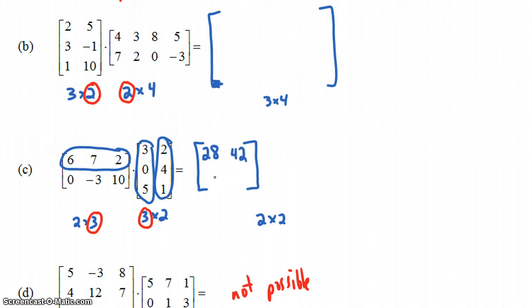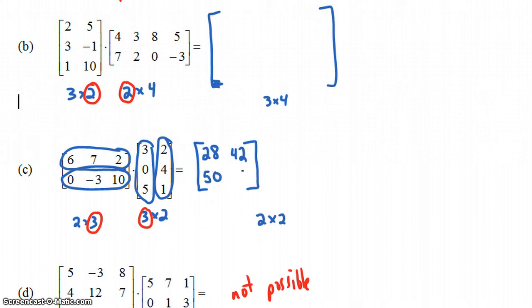Okay, now for the bottom row here, we're going to take the second row and multiply it by the first column. So 0 times 3, that's 0. Negative 3 times 0, that's 0. 10 times 5, that's 50. So 0 plus 50 would be 50.